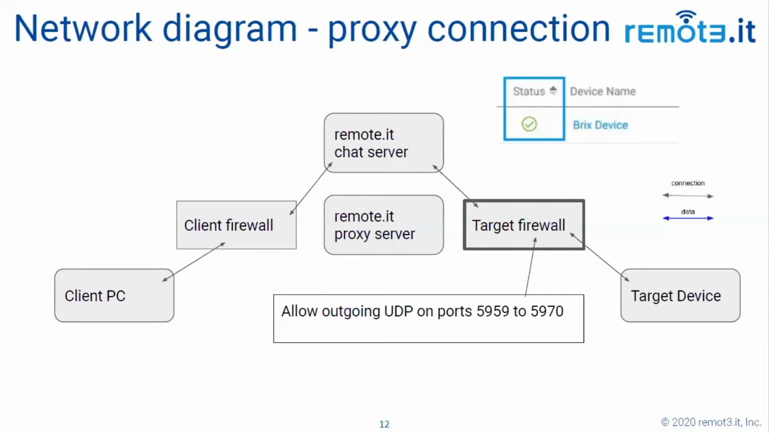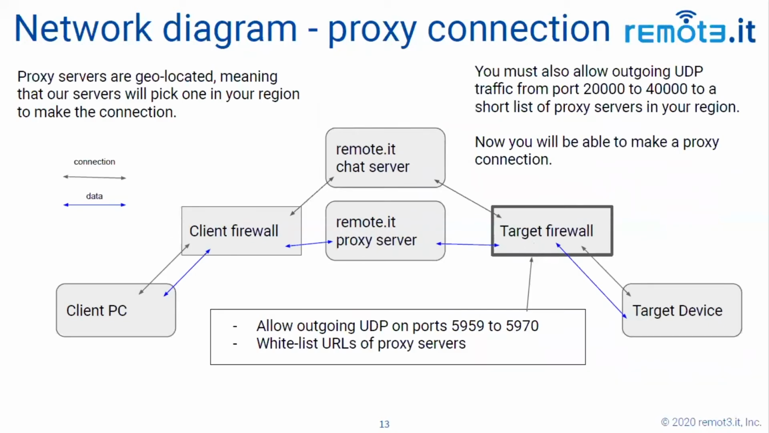And this is a full diagram showing your client connection. Initially, it will make a connection to the target device through the chat server to make sure that the device is online and get some information about that. And then once the connection is established, your data is actually going through the remote.it proxy server. And the proxy servers are geolocated, meaning that our chat server will pick one in your region to make the connection. So if you've made a number of proxy connections, typically you'll see that the proxy number will change, sometimes depending on where you are. Proxy 19, proxy 51. There are several in most geolocations, so that will sometimes change.